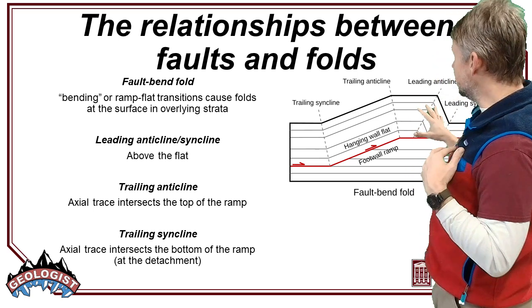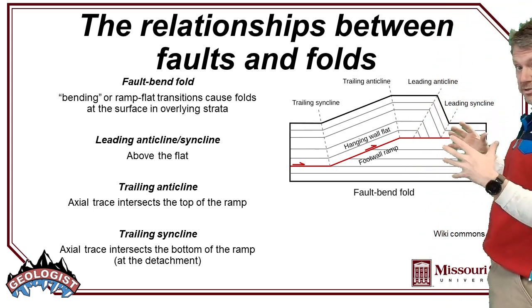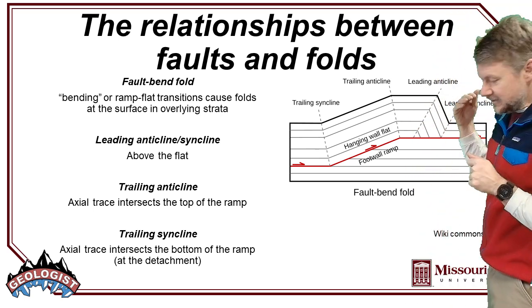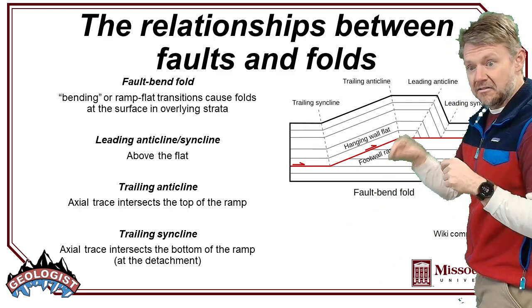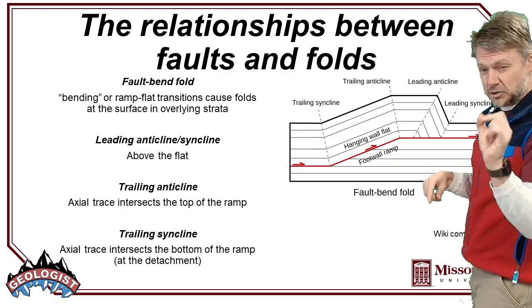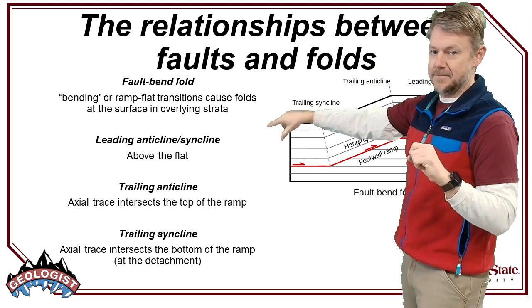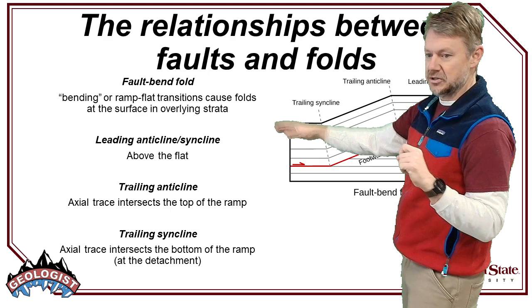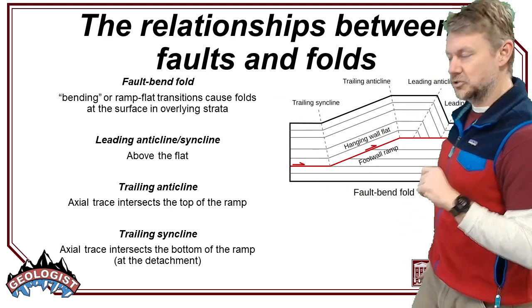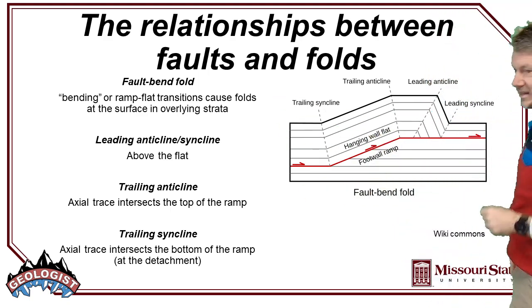If we use these orientations, which we can measure in the field, we can find the orientation and location of faults deep down. This is really critical because, let's go down here and look at this. We have this trailing syncline. The trailing syncline back there, we trace the axial trace of that down, and it's going to strike the base of the ramp.